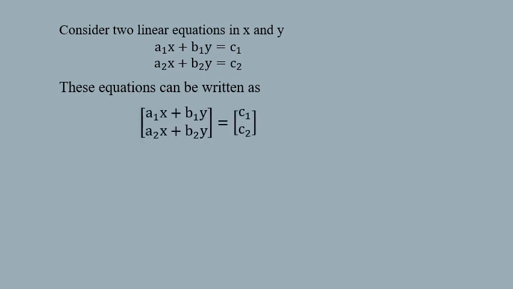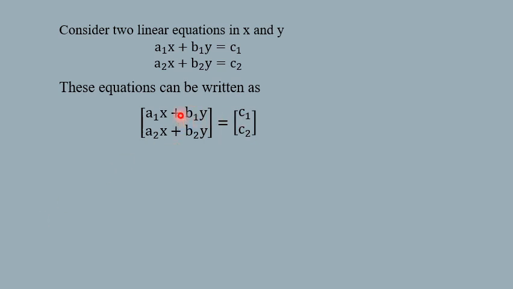So let us consider two linear equations in x and y. This is the first equation, a1x plus b1y is equal to c1, and this is the second equation, a2x plus b2y is equal to c2. Here we are going to find the values of x and y. So for that we have to convert these equations into matrix form. These equations can be written as these two equal matrices.